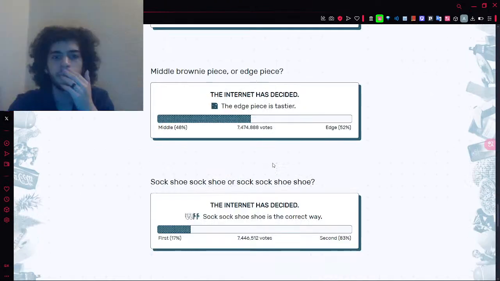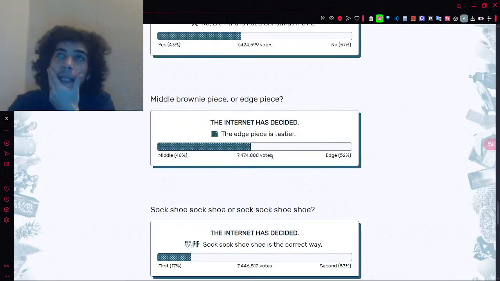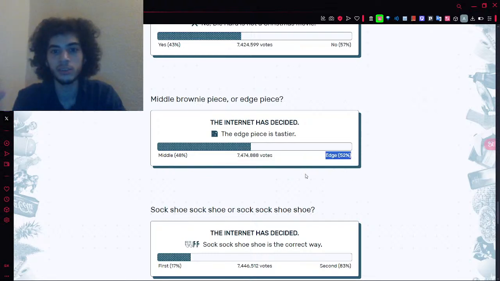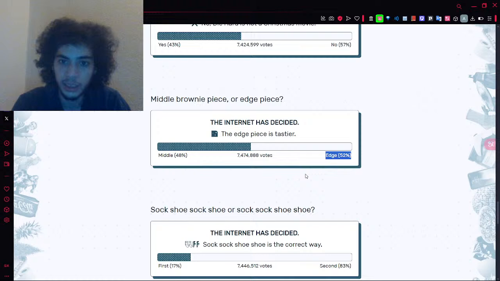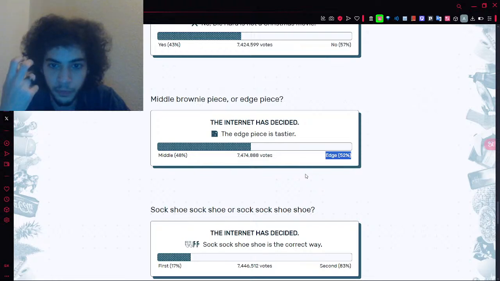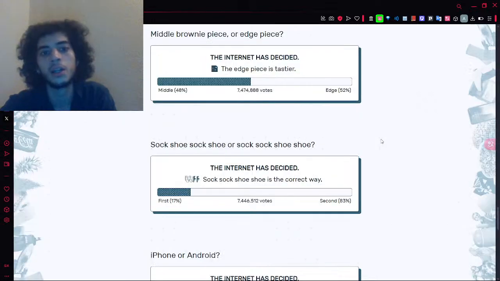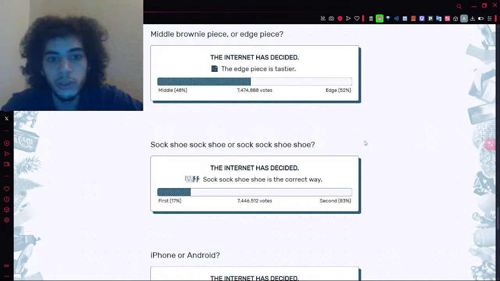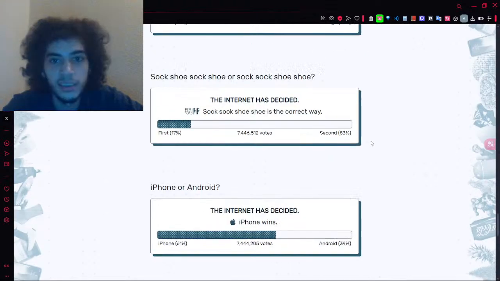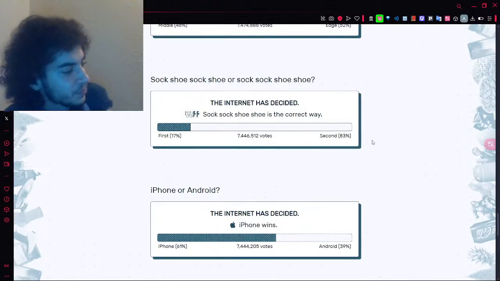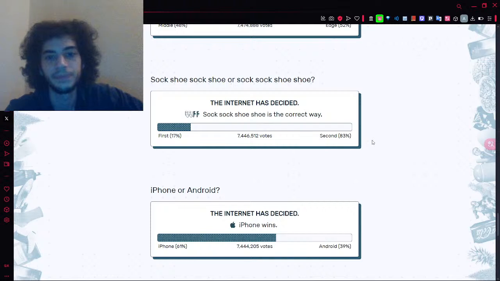Middle brownie piece or edge piece? Middle, middle brownie piece. No, no, middle. What do you mean edge? The middle one has the chocolate. The middle piece is the chocolatey part. It's the nice part, like you're biting into molten chocolate. Middle part, 100%. Sock, shoe, or sock, shoe, shoe? Yeah, sock, shoe, shoe, I would say.